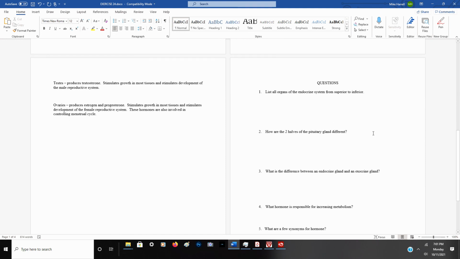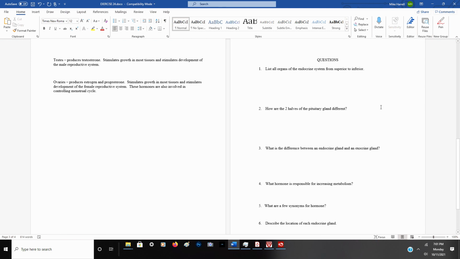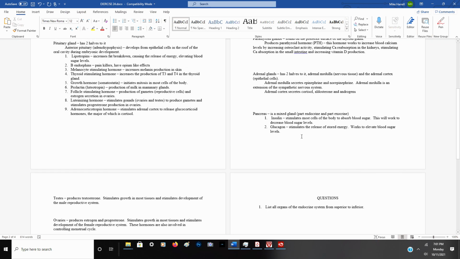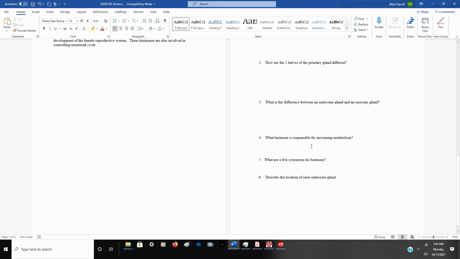So here's some other little questions, good to know. Listing organs of the endocrine system, top to bottom, superior to inferior. Nice little easy question to start with. How are the two halves of the pituitary gland different? Think about that. How are the two halves of an adrenal gland different? Right there, that should say two adrenal glands. What's the difference between an endocrine and exocrine gland? What hormone is responsible for increasing metabolism? Several do, but remember there's something more particular that does that right there.